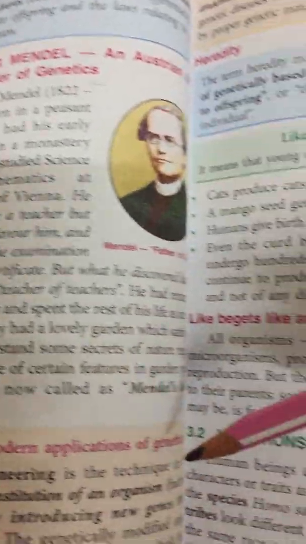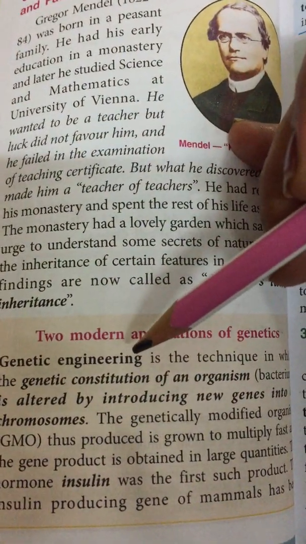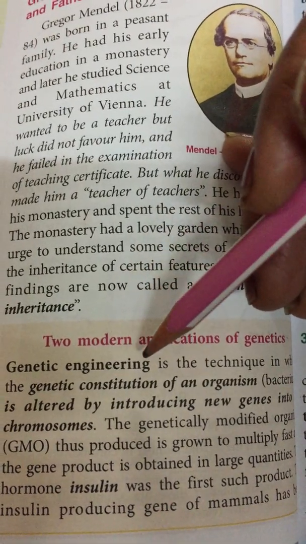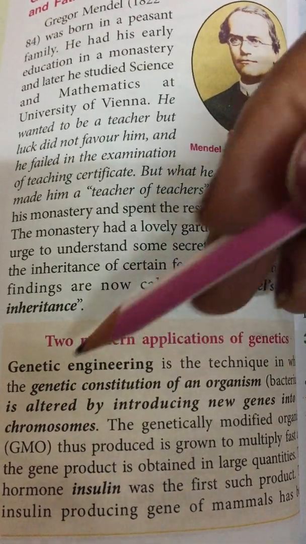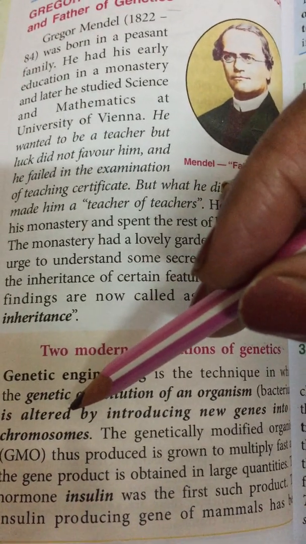In the modern applications of genetics, mark the term genetic engineering. Genetic engineering is the technique in which genetic constitution of an organism is altered by introducing new genes in the chromosomes.